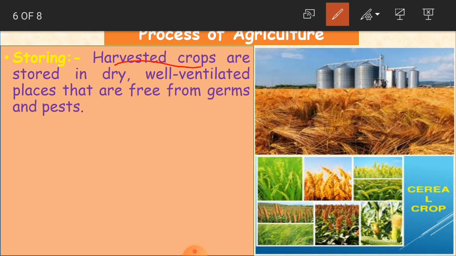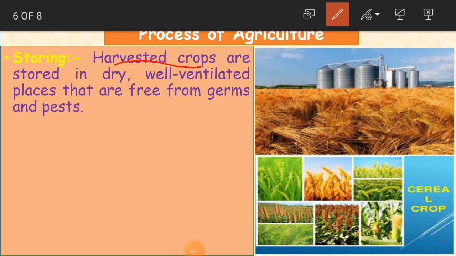When the place is well ventilated with light and has no moisture, in the sense no wet condition, the crop remains healthy in the storage place. If the place is not dry and not ventilated, then what happens? Germs and pests start attacking the crop. Then the crop becomes of zero use, totally a waste. But we have to keep the crop healthy and without any damage, so we have to store it in dry and well ventilated places. Clear, children?